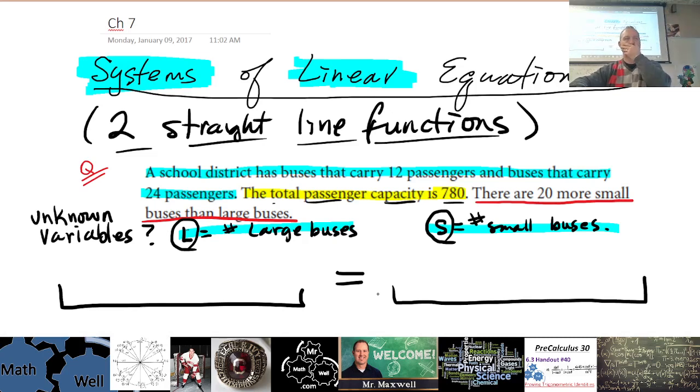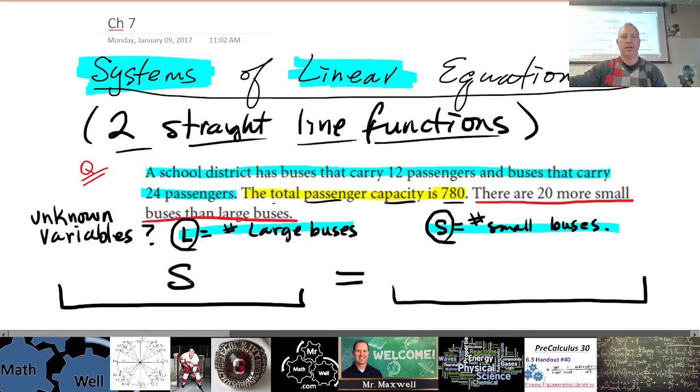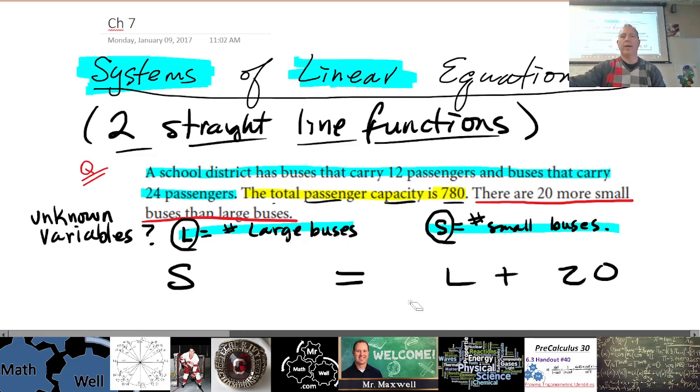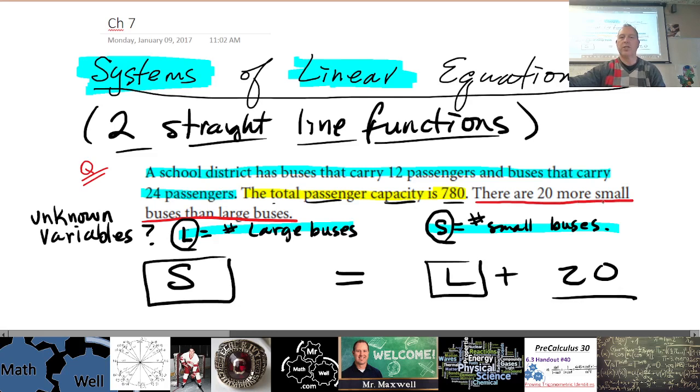Go ahead. S equals L plus 20. So S equals L plus 20 is your guess. Okay, let's write that down and see if that makes sense. S equals L plus 20. In an equation, this says that the number of small buses is equal to the number of large buses plus 20. And it says here there are 20 more small buses than large buses. So in order for them to be equal, I would have to add to the smaller side. L is smaller, so to add 20 to make them equal makes perfect sense.